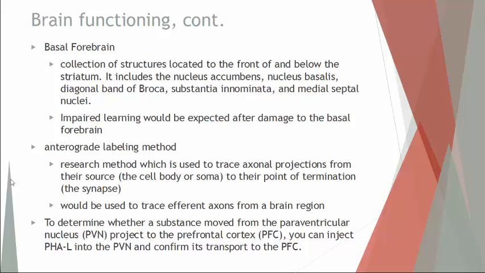And a way that you can do that is described here, this last bullet point. To determine if a substance has left the paraventricular nucleus, or PVN as it's called, going forward to the prefrontal cortex, or PFC, you can eject a certain compound called PHAL. And this compound is a leukoglutinogen. It causes white blood cells to clump together or agglutinate. That's why you have the L here. Leuko or L is short for leukocyte. This can exist in PHAE form for erythrocytes, but for this one it's L for leukocytes.